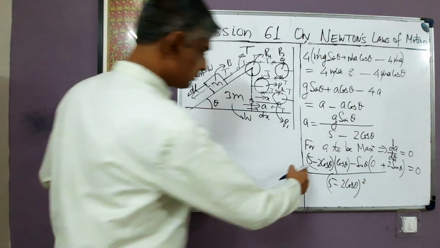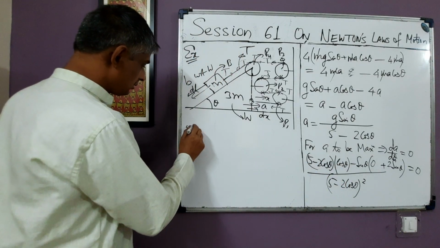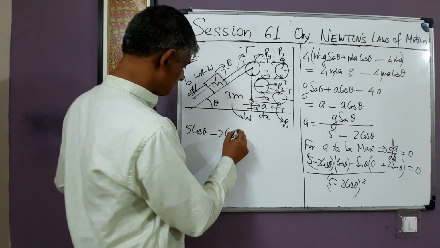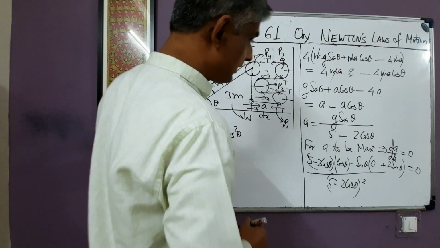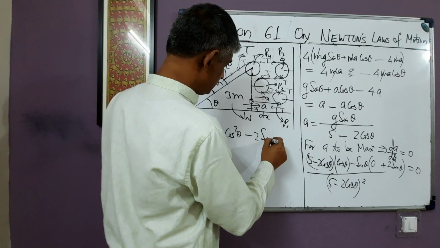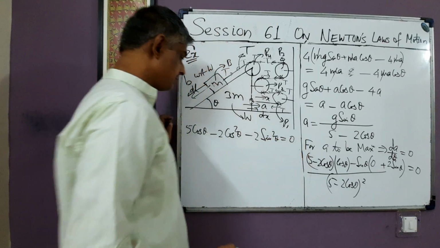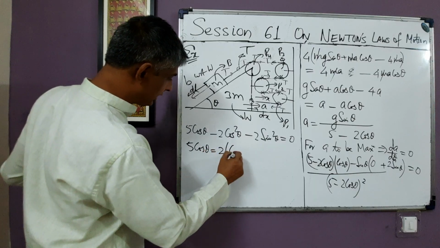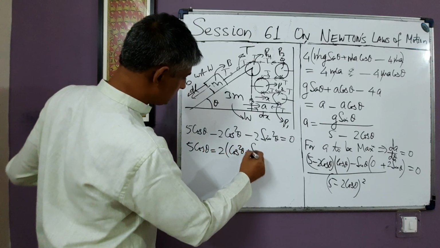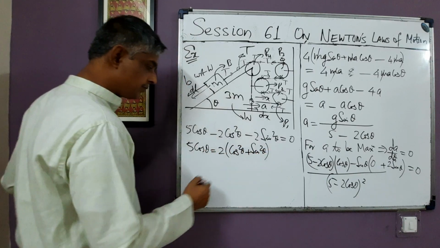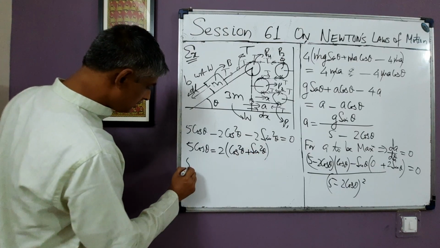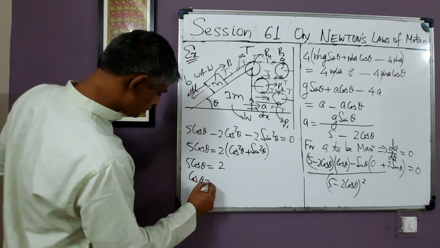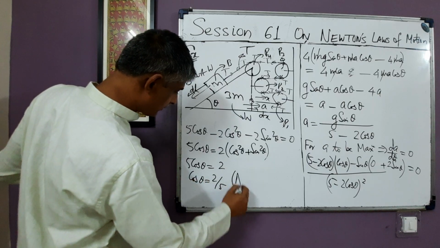So what do we get here? This becomes 5 cos theta minus 2 cos square theta minus 2 sin square theta is 0. So 5 cos theta is equal to 2 times cos square theta plus sin square theta. This becomes 1 from trigonometry. 5 cos theta becomes 2. So cos theta becomes 2 by 5.